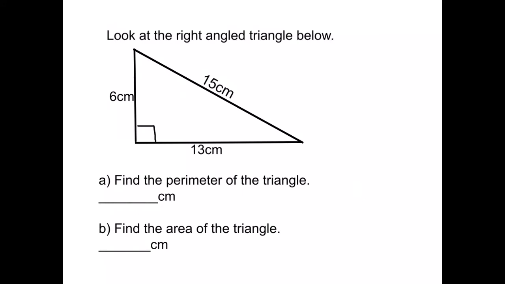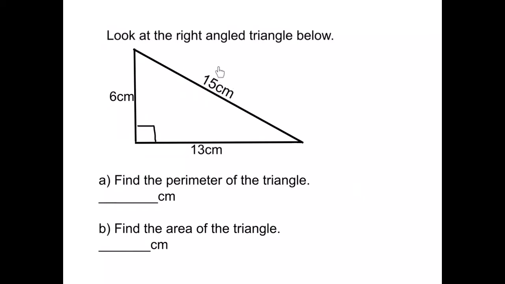This is another question found in an exam paper. So we have to look at the triangle below. It's a right angle triangle. As we can see, the 90-degree angle is already shown to us in the corner. We know that the base of the triangle is 13 centimeters. We have the height of 6 centimeters. And we know that this diagonal side of the triangle is 15 centimeters.